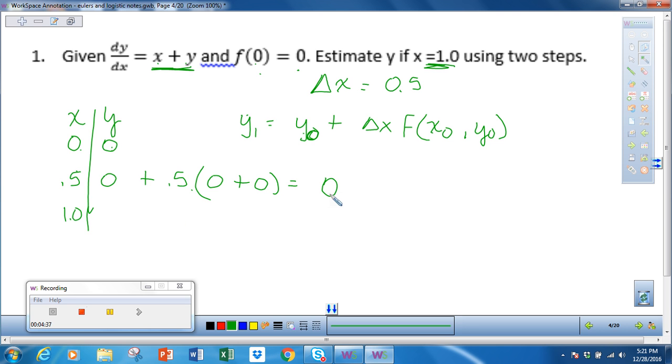I take my previous y value. So this previous y value comes here. My delta x is 0.5. And I'm evaluating this x plus y using my previous x, which now is 0.5, and my previous y, which is 0. And then I get that approximating this at 1 would give me approximately 0.25 or 1/4.